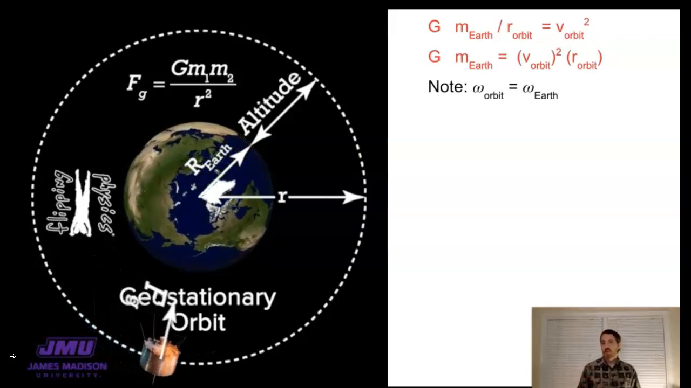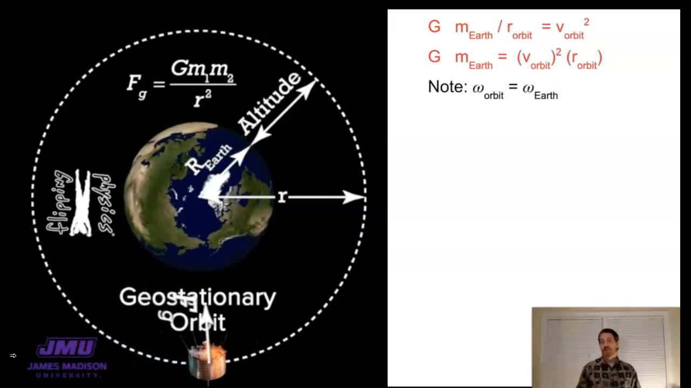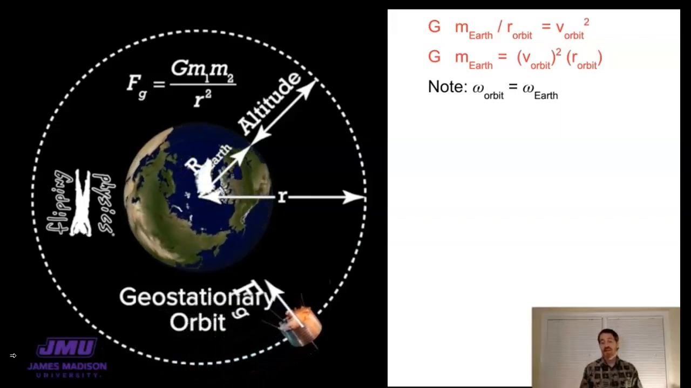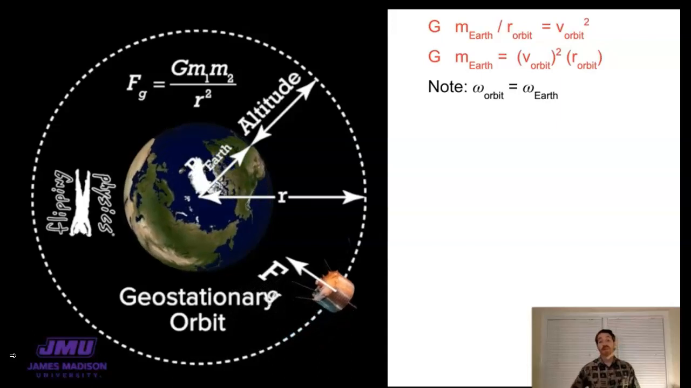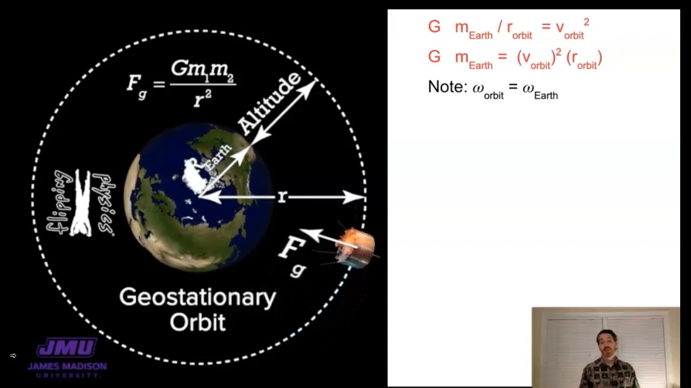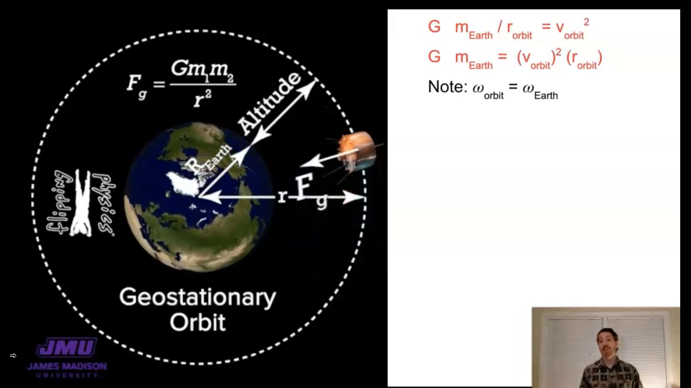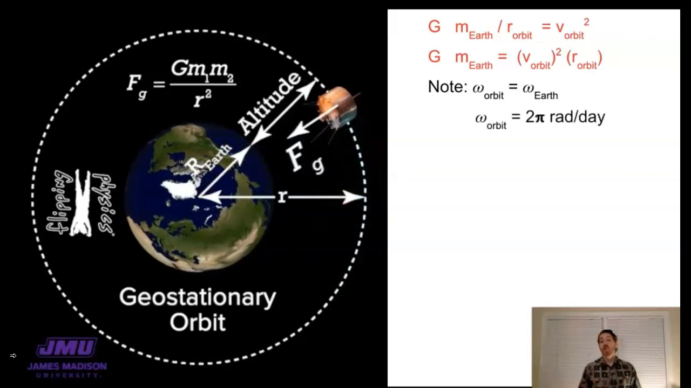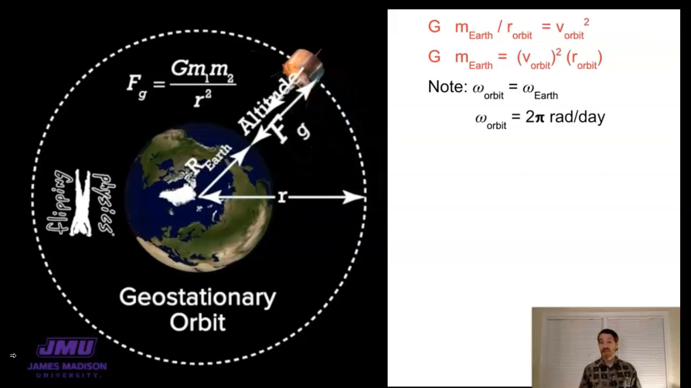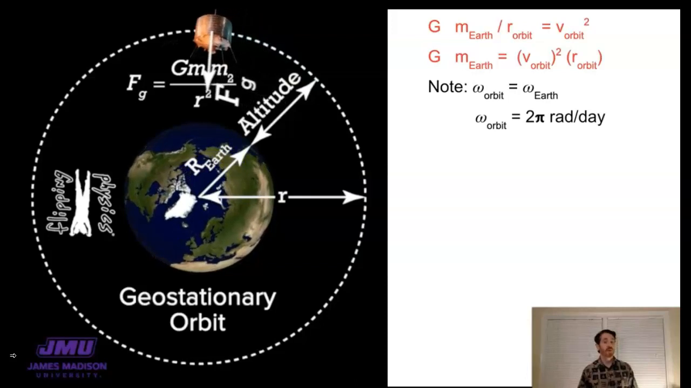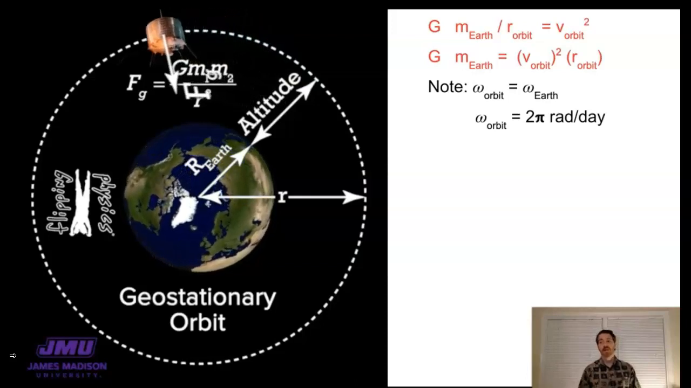But I do know that the angular speed or rotational speed of the orbit is going to be the exact same as the angular speed or rotational speed of the Earth. And we know what the rotational speed of the Earth is. It is 2 pi radians, or 1 full rotation, every 24 hours. So 2 pi radians per day, and I need to have it in radians per second in order for the units to work in my calculations. So I need to find out how many seconds are in a day.